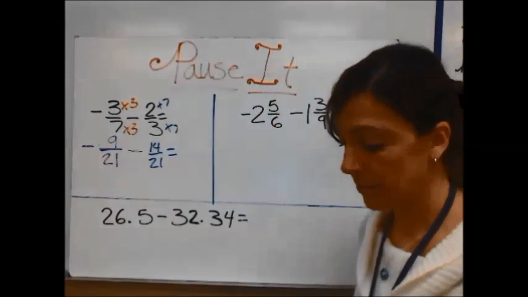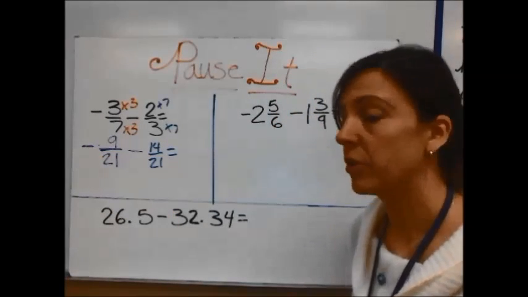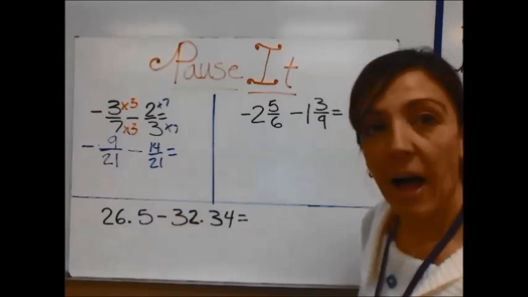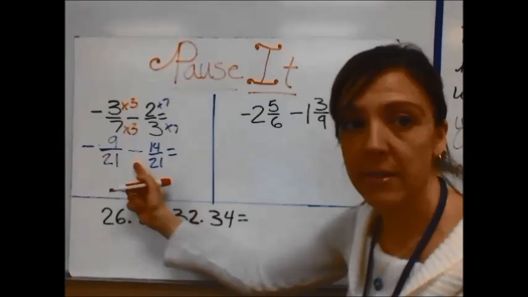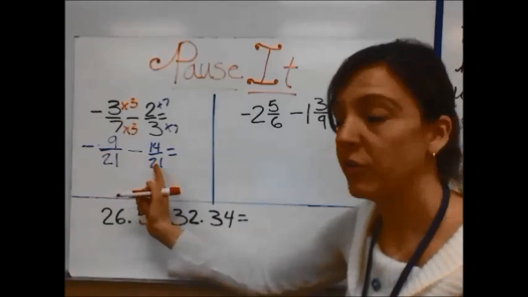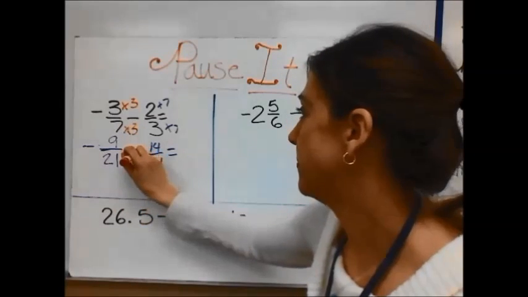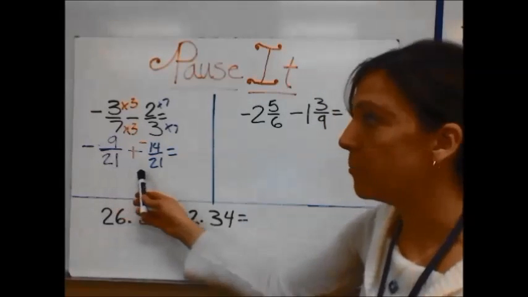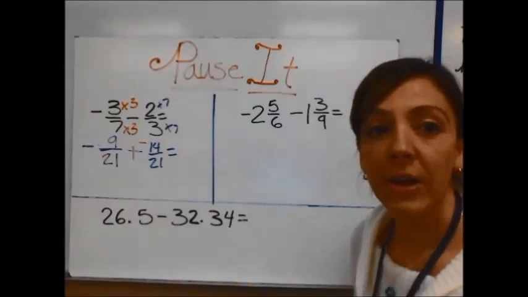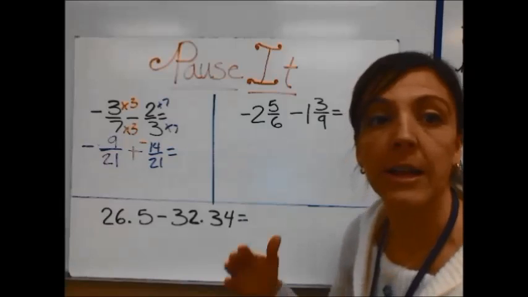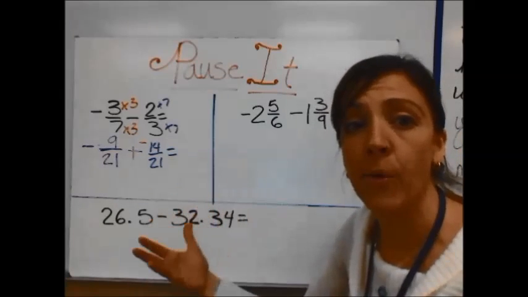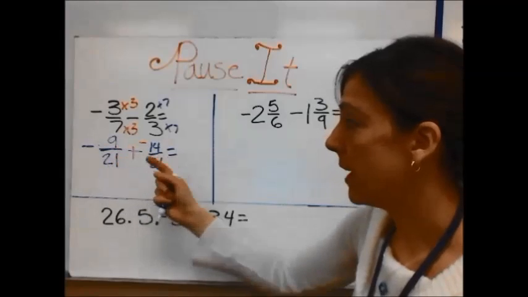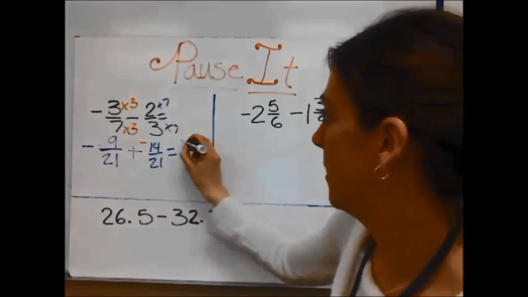Now I have a negative and I'm subtracting a number. So since the subtraction sign's in the middle, I'm going to stay, switch. And now I have a negative plus a negative, okay? So I know I'm just simply putting the two together, and I'm going to get an even more negative number, okay? So 9 and 14 is 23.